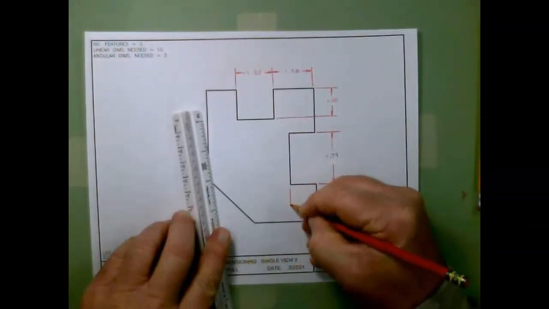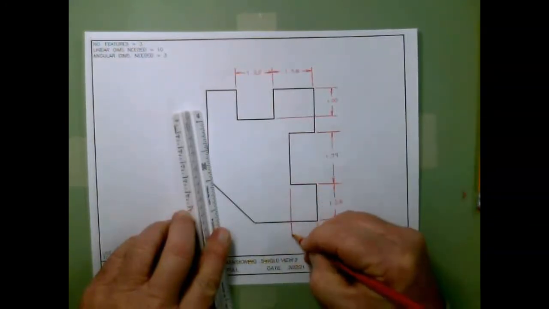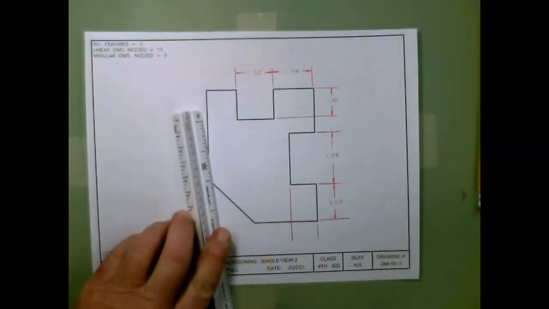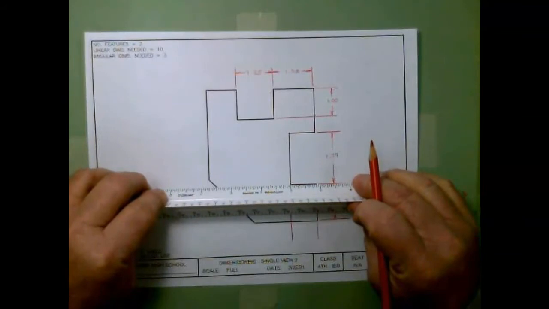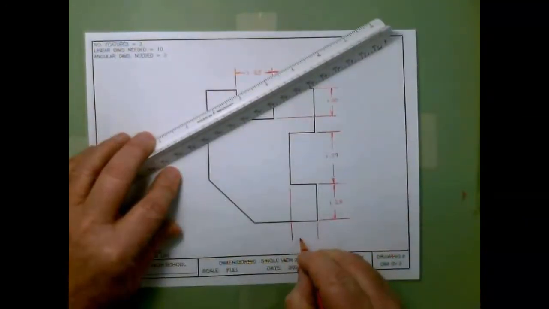Okay? Because again, that's going to let me work off a common corner. Okay? So how deep is that cut? Well, it is 7/8 deep. 7/8, so 0.88. Now notice something here.